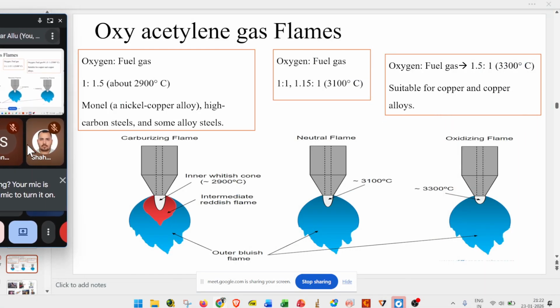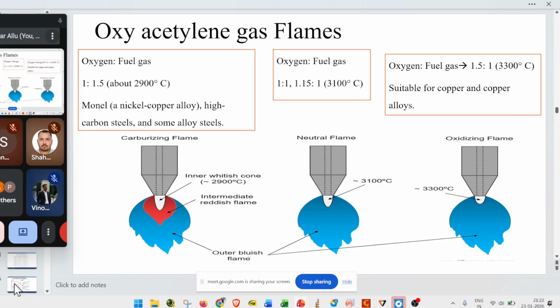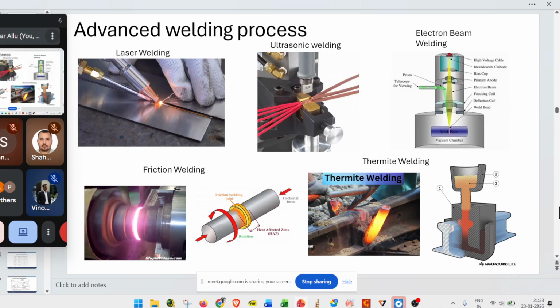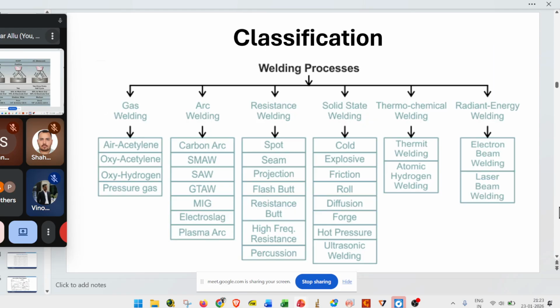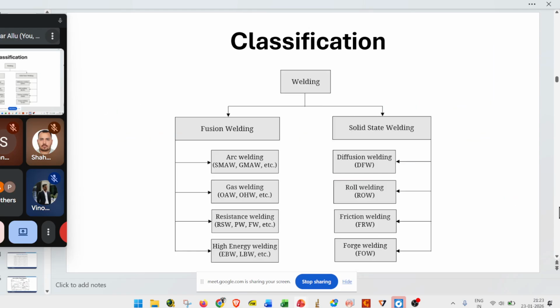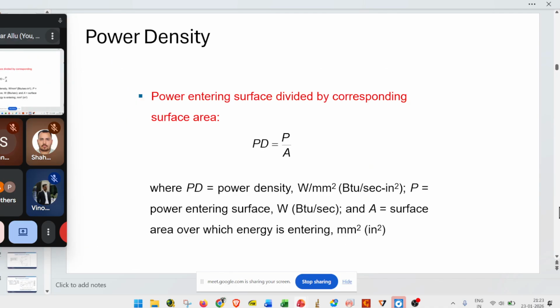Let's go further with the metallurgical aspects. This is the different kind of welding process as we have discussed. In summary, we can just wrap up the things.